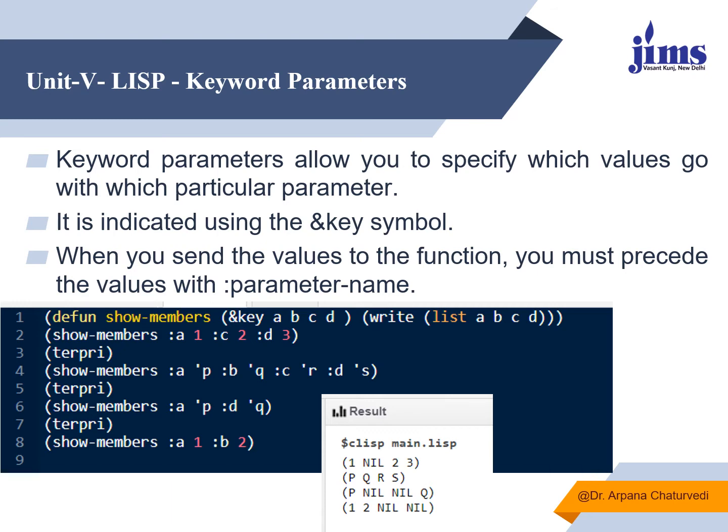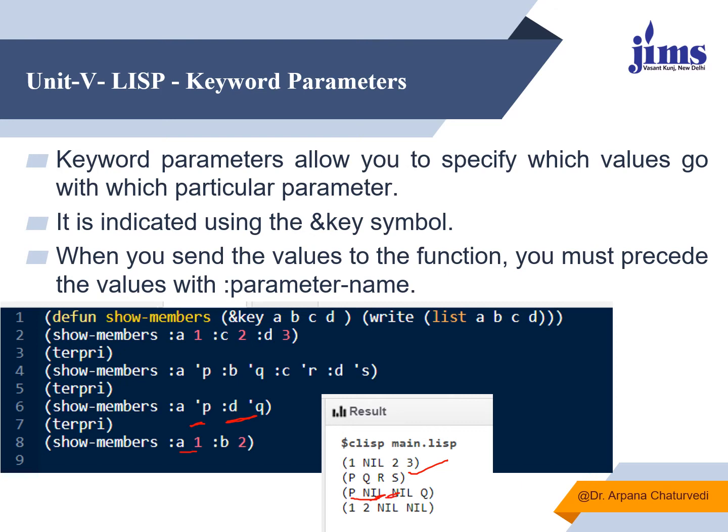Second argument is not having any value. Similarly, here I mentioned in the third example, to A P, to B Q, to C R and to D S. So you can see in a sequence the values are being displayed. Or you can say to A P and to D Q. So I haven't mentioned anything for B and C. So in place of B and C, you can see nil is appearing.